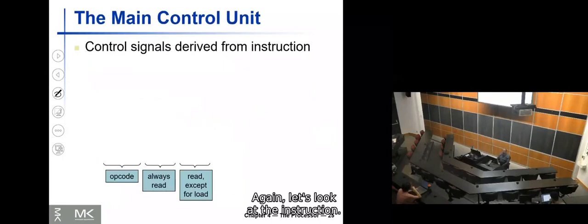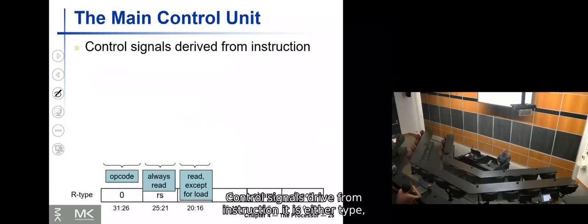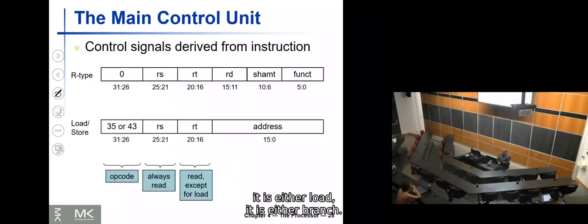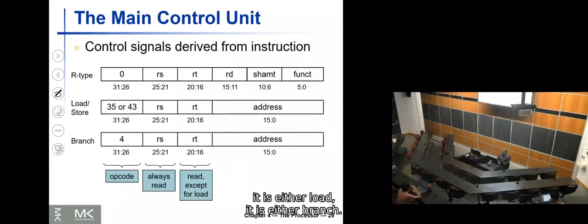So again, let's look at the instruction. Control signals are derived from the instruction. It is either R-type, load/store, or branch. The instruction set is very regular. All of them are 32 bits wide, and all of them have a 6-bit opcode at the beginning. So it's very regular, and the opcode comes straight out of the instruction.